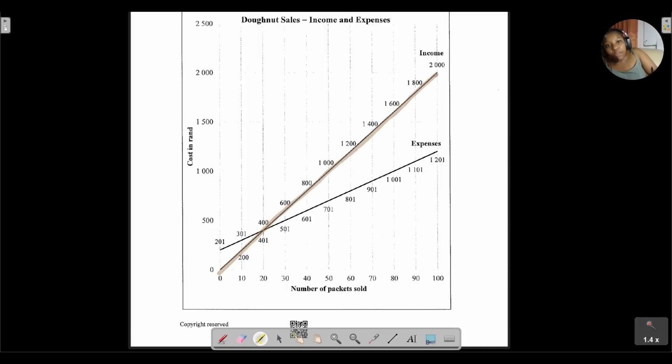This is my income graph. If the selling price increases, that means that the income will also increase. So the income will also increase here. Maybe instead of having an income of 200, it'll increase to maybe that amount, depending on whatever selling price. We are just generalizing.